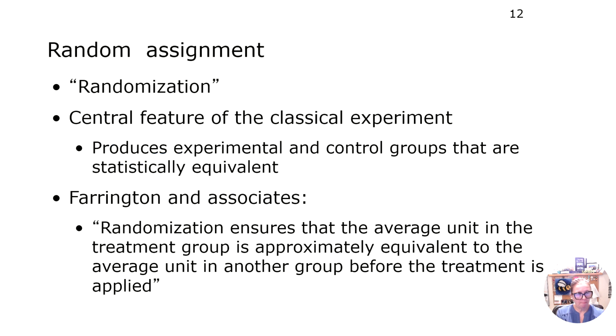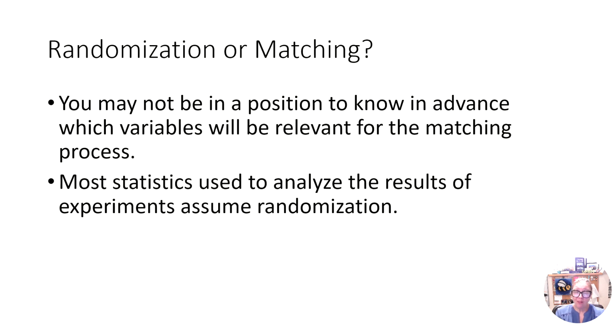Okay, random assignment is a central feature of a classical experiment. It ensures that our experimental and control groups are statistically similar, and it's really the ideal way to carry out an experiment. Now, in advance, we might not know what the key things are that I want to match people on, and that's part of why randomization is a little bit better.